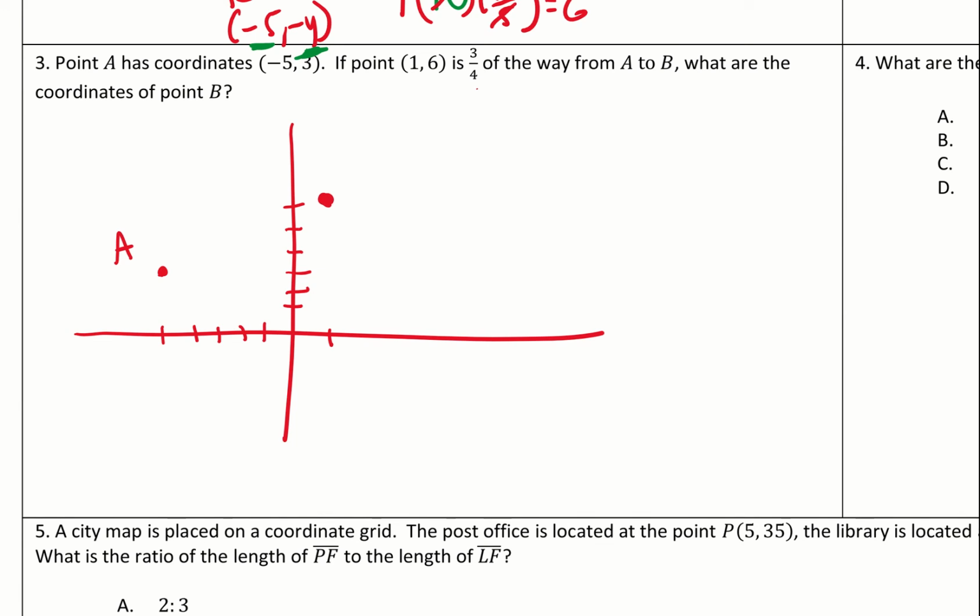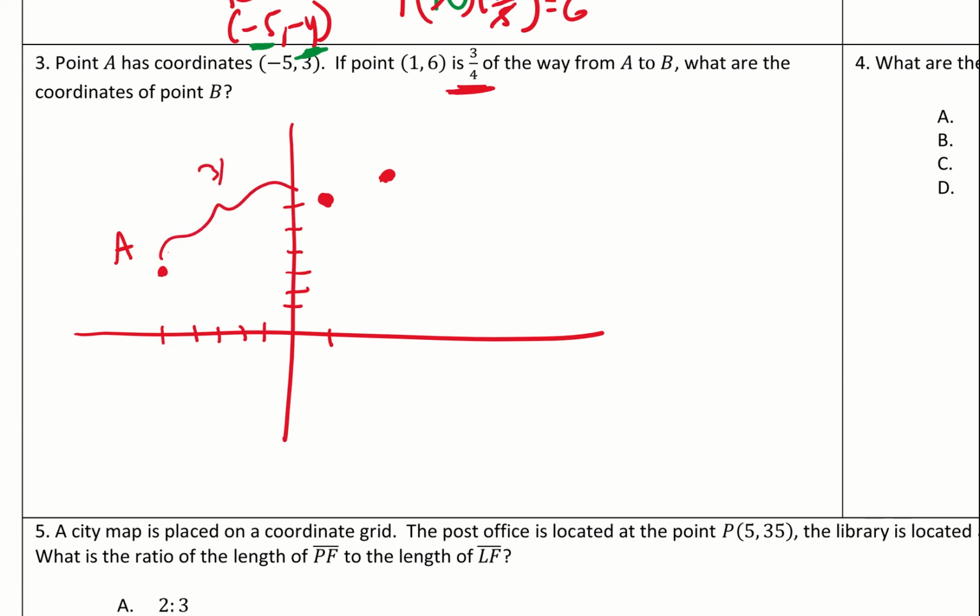So this is the point that partitions the line segment. We want to figure out where B is, okay? So we don't know where B is. It says this is 3/4 of the way, so that means that's most of the line segment. So B is probably maybe over here or something like that, because this is 3/4 of the line segment and this is going to be a quarter, right? So you can kind of guesstimate what B could be from that information, right?